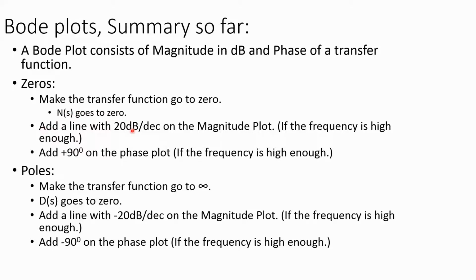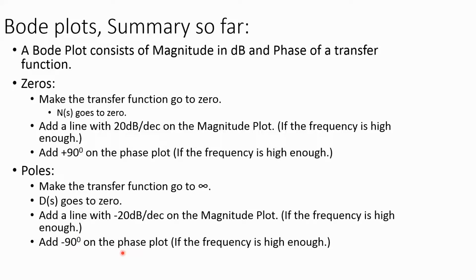We add a line with 20 dB per decade on the magnitude plot if the frequency is high enough, and I'm going to explain that a little bit later. And we add plus 90 degrees of phase on the phase plot, again, if the frequency is high enough. For poles, they make the transfer function go to infinity, because the denominator goes to 0. We add a line with minus 20 dB per decade on the magnitude plot, again if the frequency is high enough. And we add minus 90 degrees of phase if the frequency is high enough.